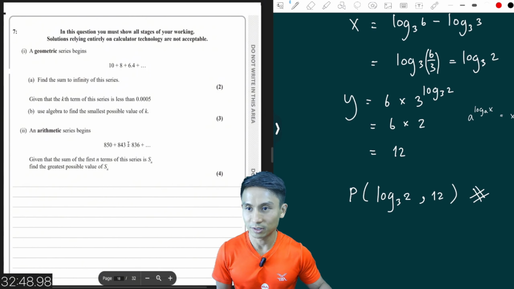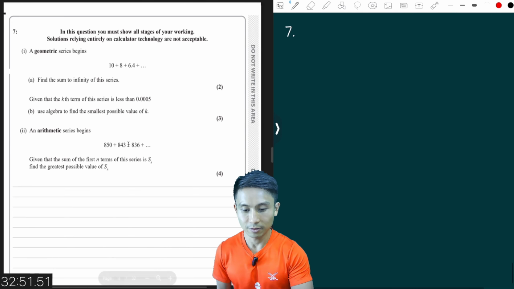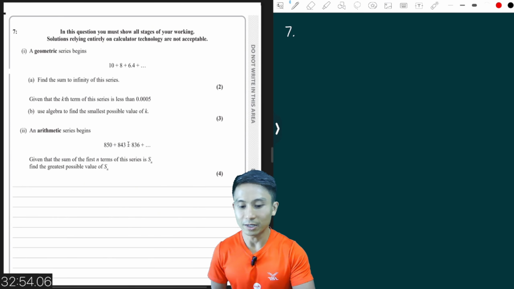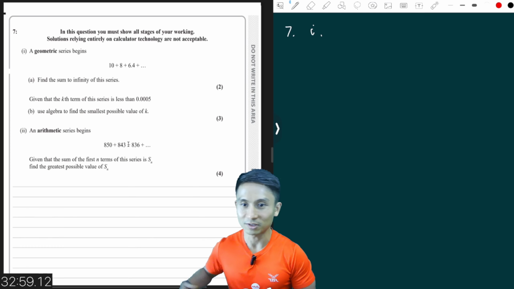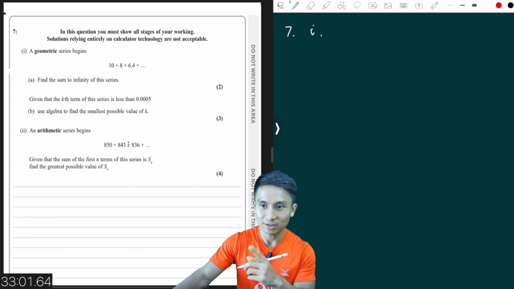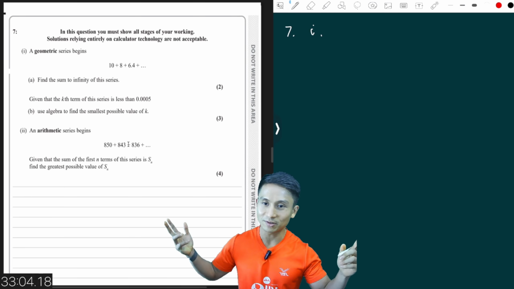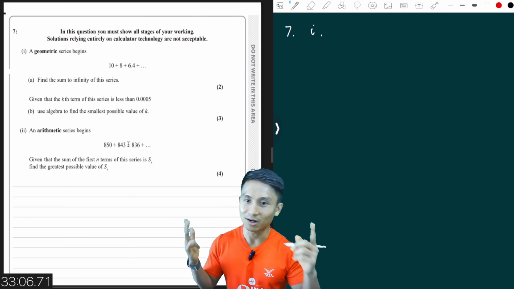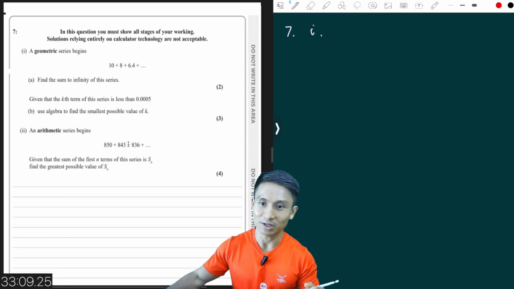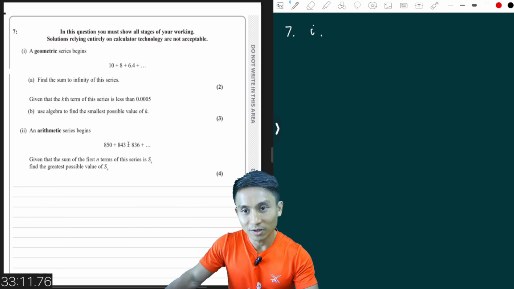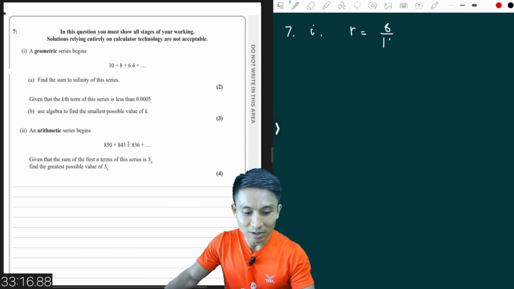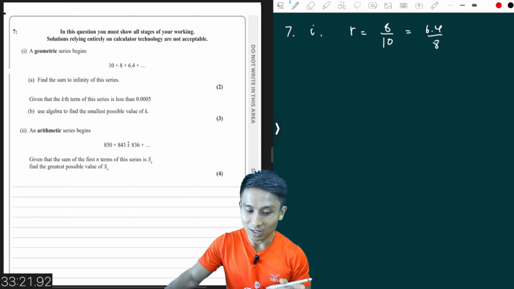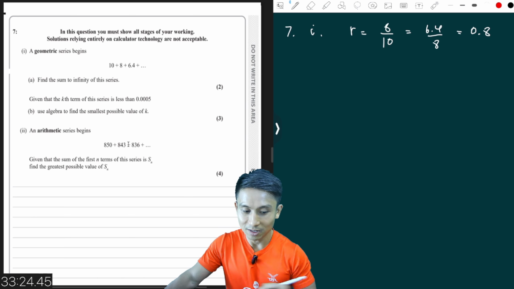Number 7. Part I, a geometric series begins with that. Find the sum to infinity of this series. Okay, so for a geometric series, if we are asked to find the sum to infinity, that means this must be a convergent series, i.e. r is less than 1 and greater than minus 1. So r is basically the second term divided by the first term, or the third term divided by the second term, and they should be equal, and that is 0.8. Yeah, they are equal.